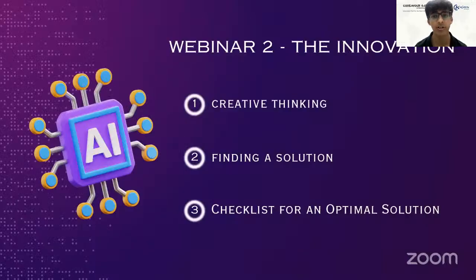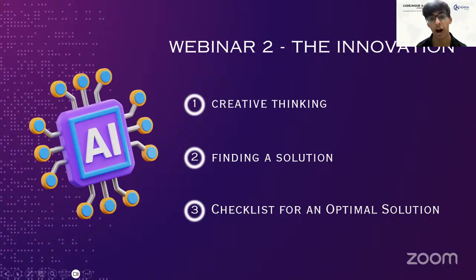So webinar 2 is, as stated, about innovation. First, we're going to look into how you can creatively think of an innovation. It need not be something completely new, as we shared before as well. Your problem need not be new. It need not be something that's never been addressed, but your take on it should be different from what other people have thought of it.